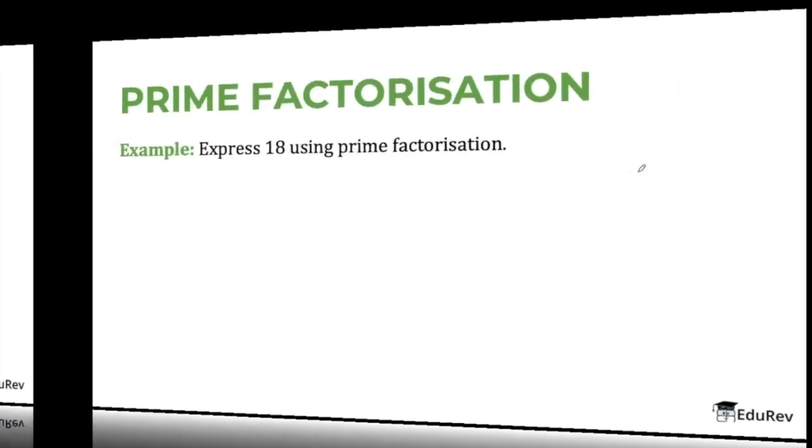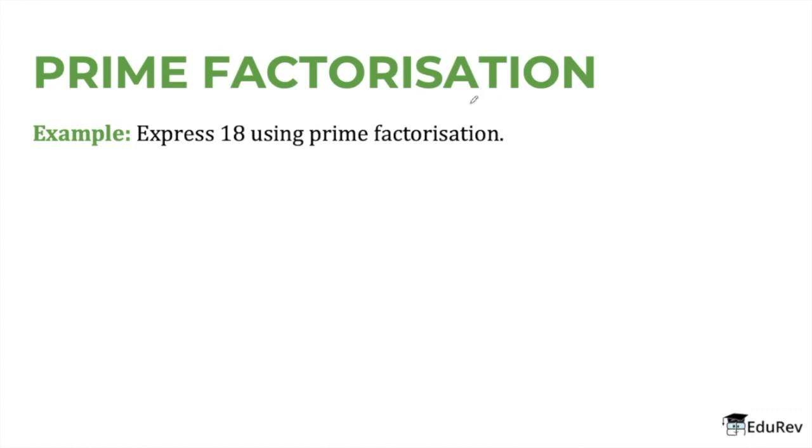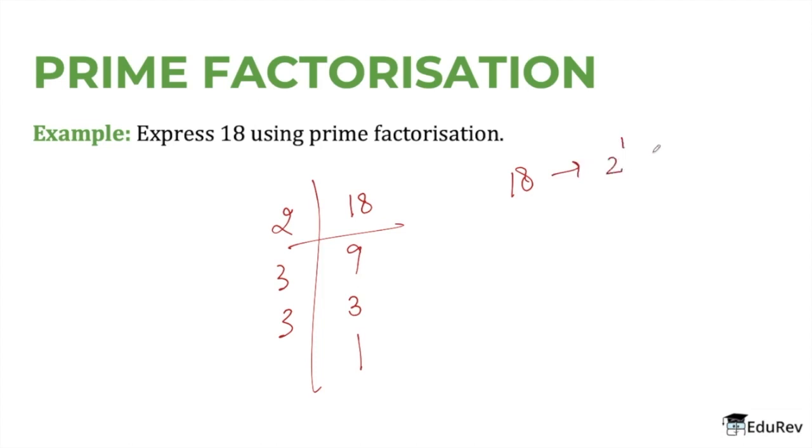Alright, so the question states that I need to express 18 using prime factorization. This is such a simple problem. 18, I can write 2 9s are, 3 3s are, and 3 1s are. So 18 can be written as 2 to the power 1 into 3 to the power 2. As simple as that. Done and dusted. So let's move on to another question now.